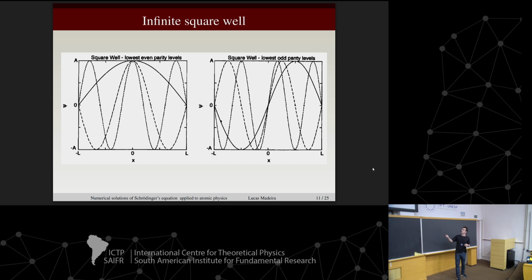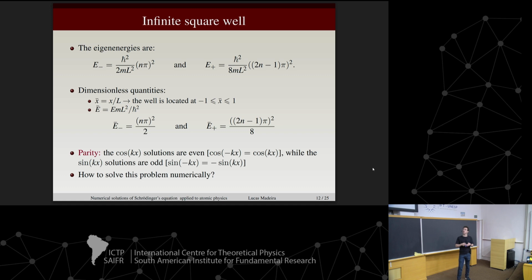Are you guys comfortable with this? Yes. Good. So these were the eigenfunctions. Now we have the eigenenergies. They are h bar squared, k squared divided by 2m. I just plug in the k squared from the previous slide. And then I get the eigenenergies for both the even and odd parity states.